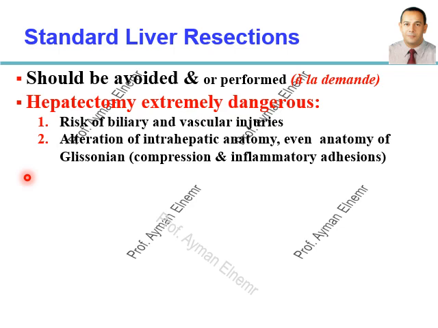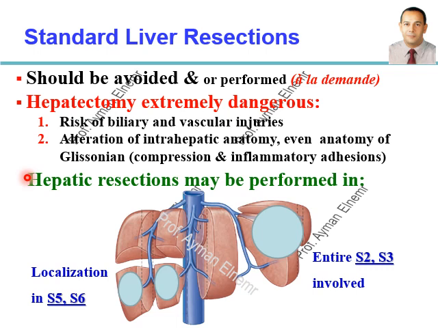Hepatectomy is extremely dangerous because of the risk of biliary and vascular injuries and alterations of intrahepatic anatomy, even the anatomy of the Glissonian structures, by compression and inflammatory adhesions. Hepatic resection may be performed in peripheral lesions like the entire segment 2 and 3, or localization of the hydatid cyst in segment 5 and 6.